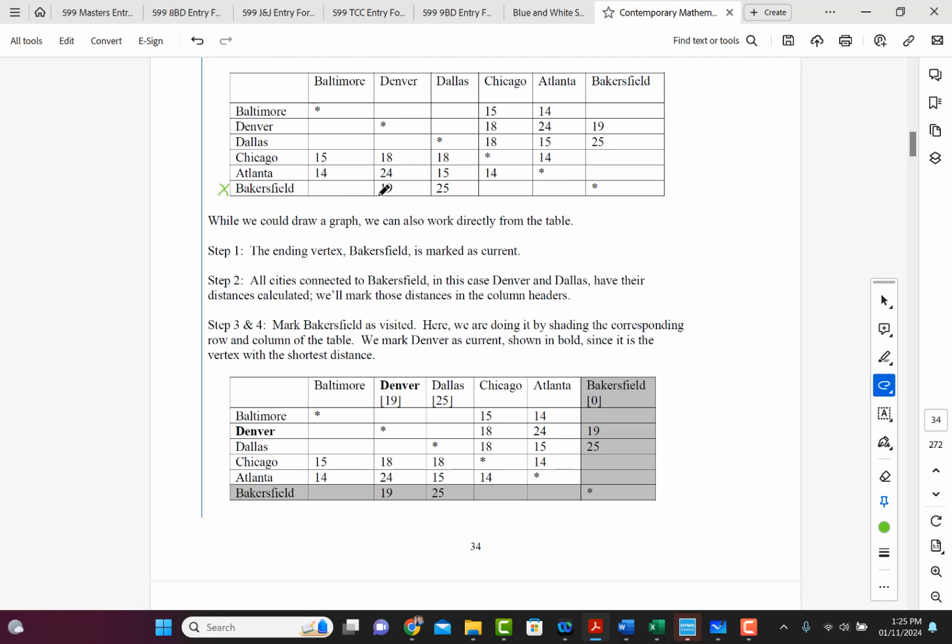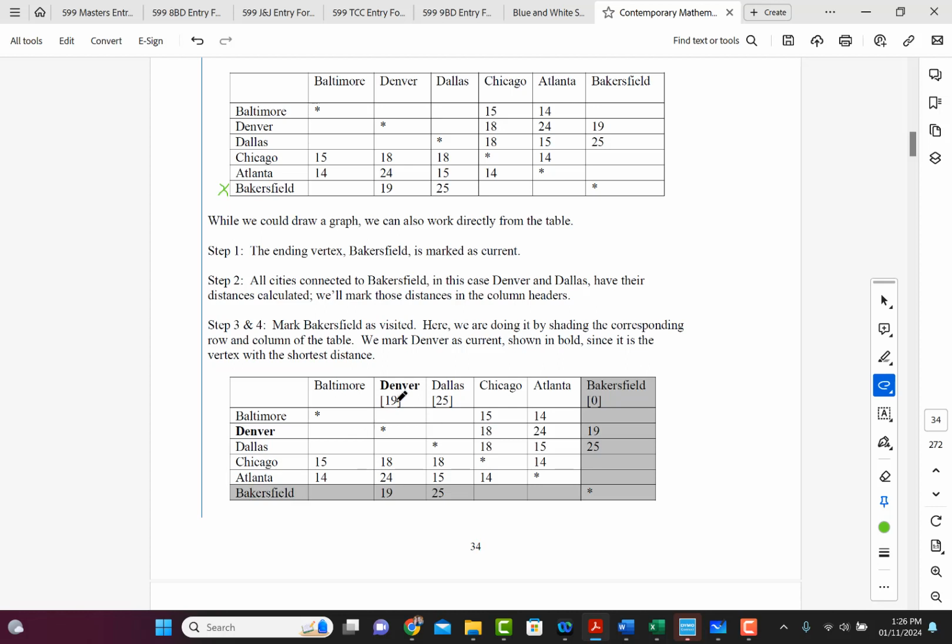Now we know from Bakersfield we can go to Denver or Dallas. So we mark Bakersfield as current, and we look at all the cities connected to Bakersfield. That's Denver and Dallas. We've got their distances calculated: the distances from Bakersfield are 19 and 25. So we mark Bakersfield as visited, and now we take the smaller of the two from Dallas and Denver, which is going to be Denver, right?